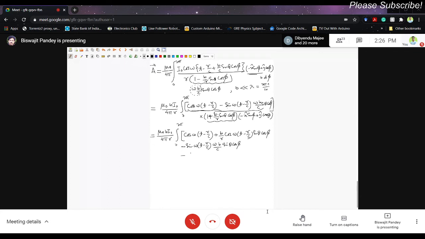ω/c, ω/c, we have a b here, we have a b/r here, so b²/r, and then we have sin(ωt − r/c), and then sinθ cosφ here, sinθ cosφ here also. Am I correct? Yes, sin²θ cos²φ, right, into this one, right, minus x̂ sinφ plus ŷ cosφ.